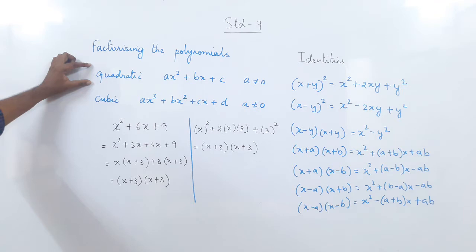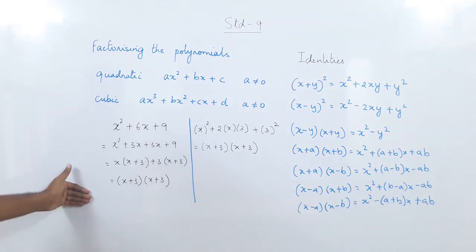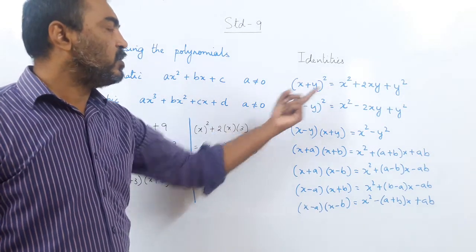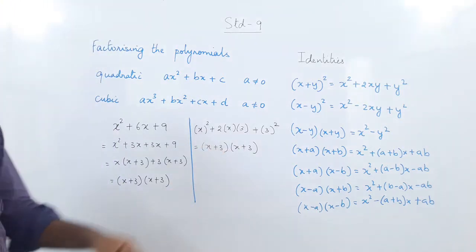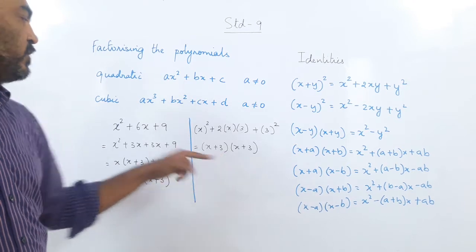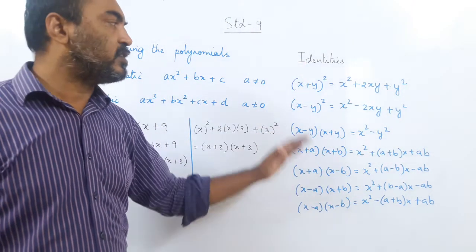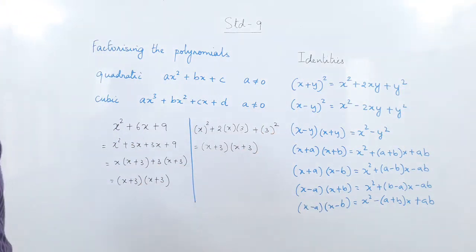So any quadratic equation can be solved by this method called splitting the middle term, but not all quadratic equations can be solved by this method. This method will be used only if you find it is a perfect square. So only if it is a perfect square can you use this identity, otherwise you will have to use splitting the middle term. But why have we learned the identities? Trying to make the work simpler. If it is a perfect square, we can factorize it directly.